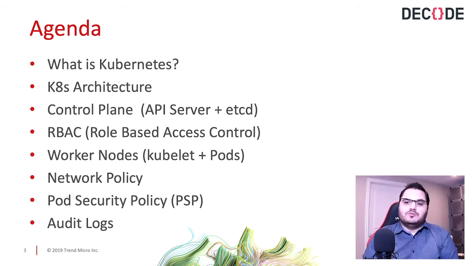Then we're gonna go into RBAC, which is the role-based access control. Then worker nodes, talking about Kubelet, pods, and some security features that are available there for you. Then we're gonna mention network policies and why they're important.